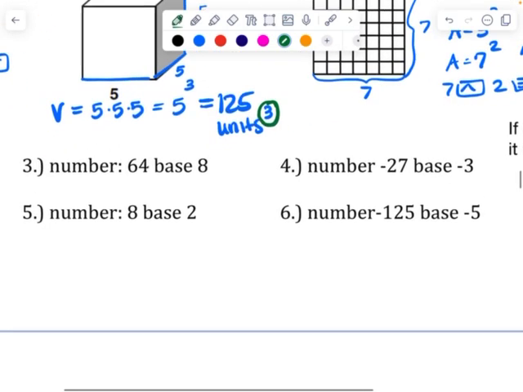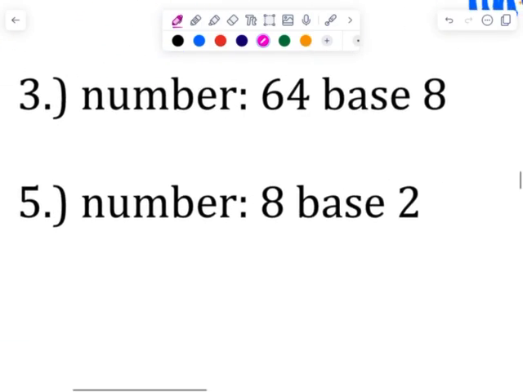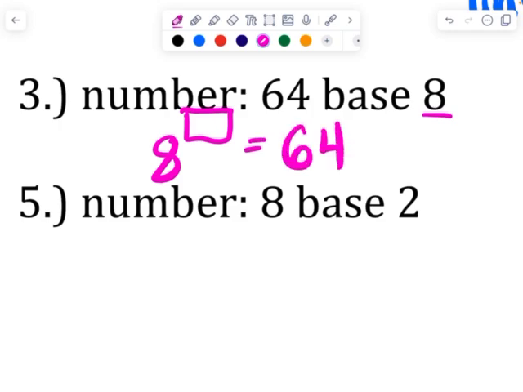Now, we have to play some detective work here where we actually have a number and a base and we need to find our exponent. So let's do numbers 3 and 5 at the same time. Then we'll go over and look at 4 and 6. So the base is 8. Remember, that's the bigger number. And then I'm going to put a box because I don't know my exponent, but I know I need to get to 64. So the question is, well, what number goes in this box?